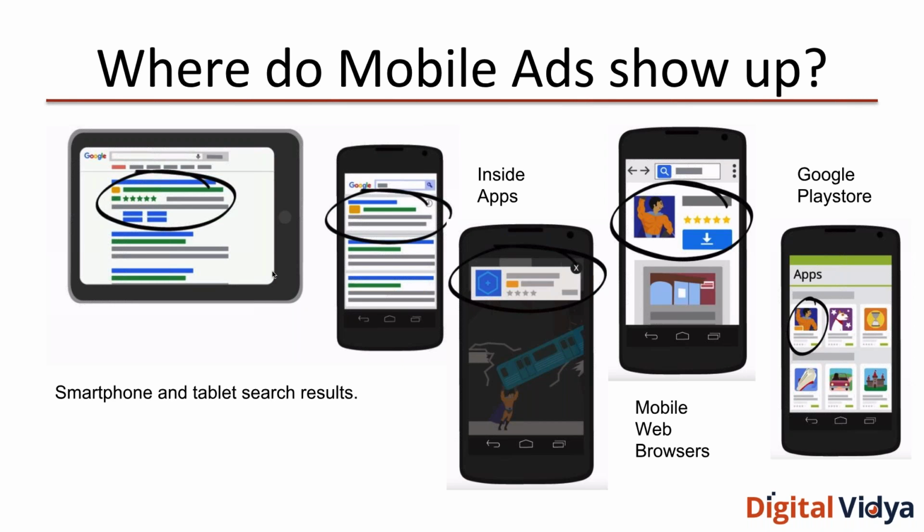and also within Google Play Store. We can see ads. Have you noticed AdWords ads within Google Play Store? Sometimes you might be searching for some apps. You will see certain search results which are promoted. Anybody can recall such results within the Google Play Store?